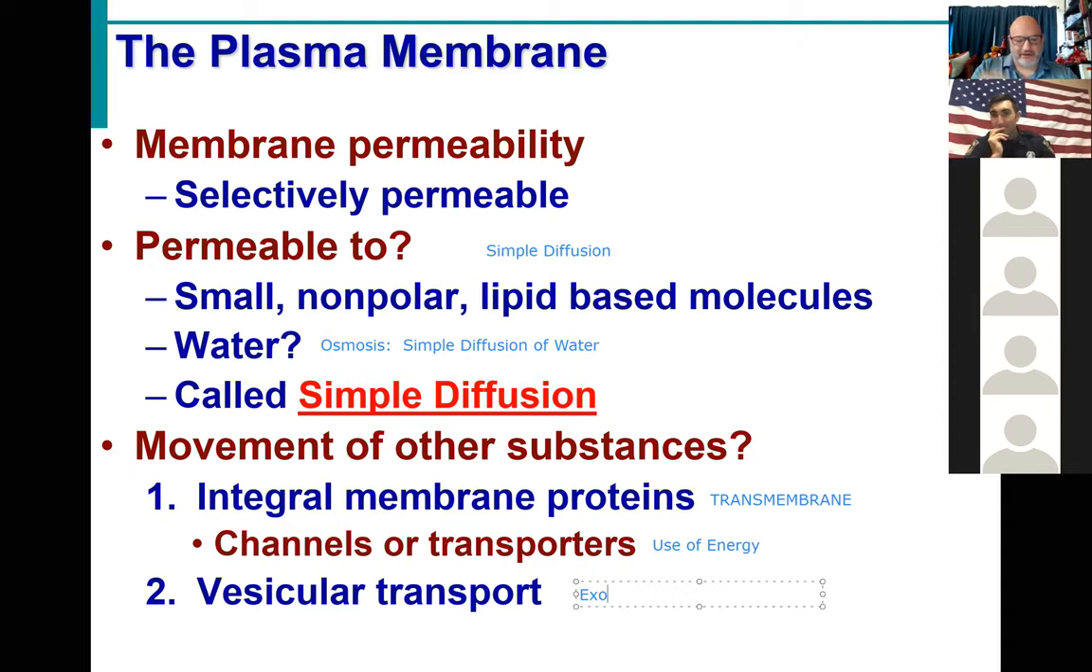Exocytosis. Conversely, we can attach something to the outside of the cell, wrap the plasma membrane around it, and bring it in a vesicle, and what would we call that? Endocytosis. So there you go. When we talk about vesicular transport, bringing things in with a vesicle or out with a vesicle, we're talking about exocytosis and endocytosis.